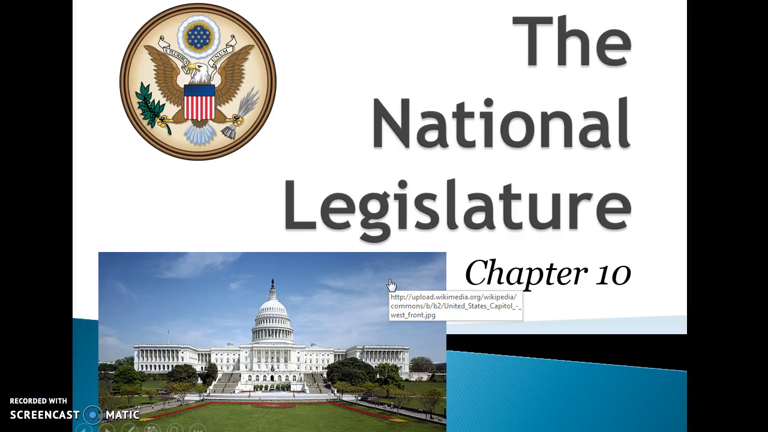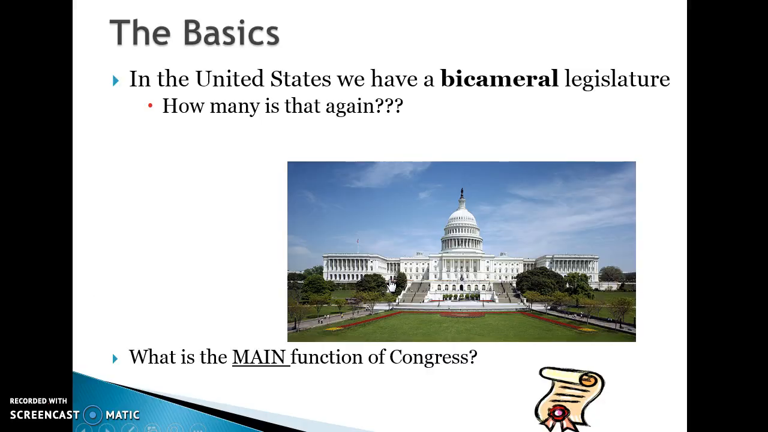Hey, welcome to chapter 10. It's the first chapter on the legislative branch, which will be the first branch of government we talk about when we talk about testing for the Constitution. Now, remember the US Constitution test is a requirement to graduate by law in the state of Illinois. So let's get this going.